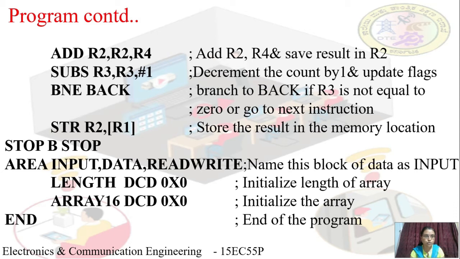That is, it will store the result into the memory location pointed to by the register R1. Right. So the memory location pointed to by this register R1 holds the result of this entire addition. This STOP, B STOP, is an unconditional jump, that is a branch instruction, so the program keeps iterating here itself, right?